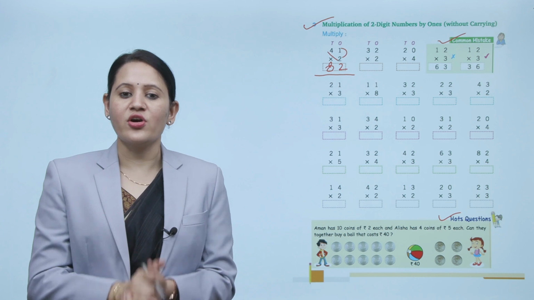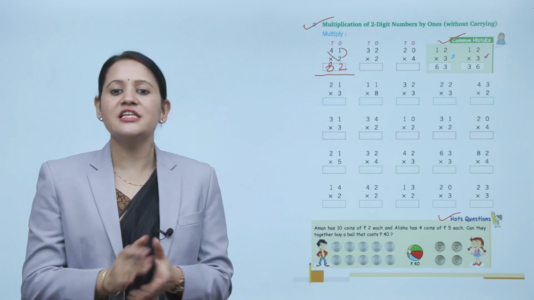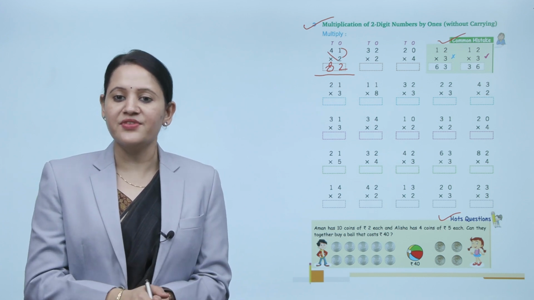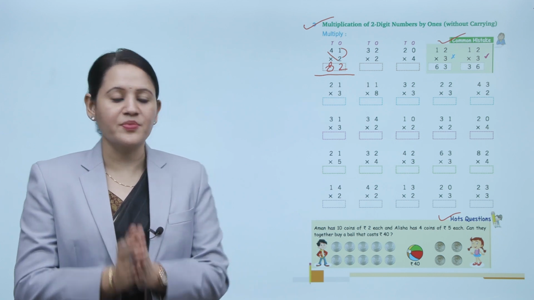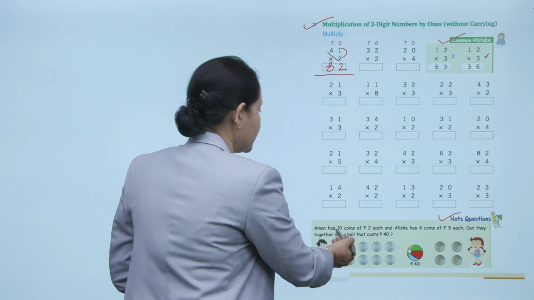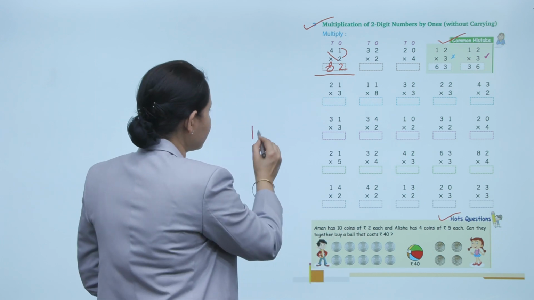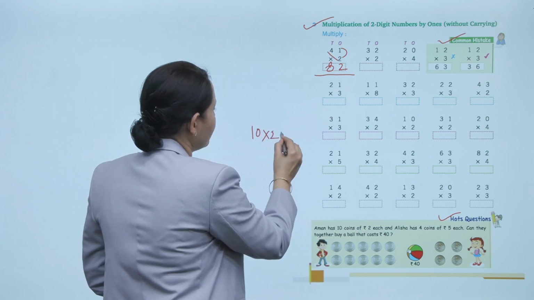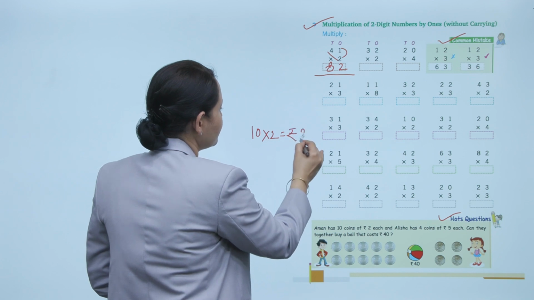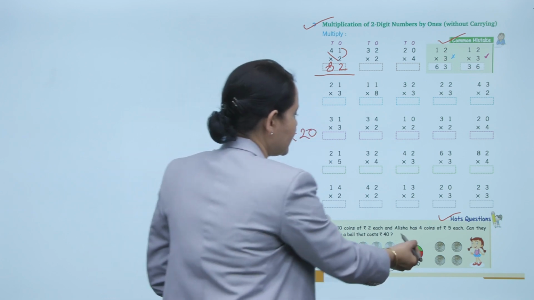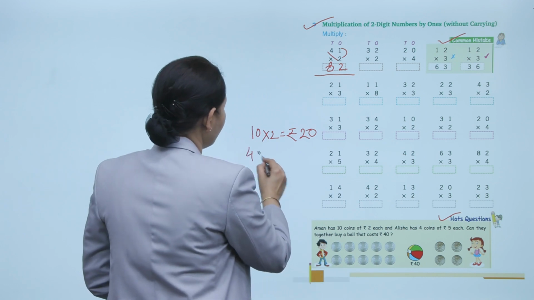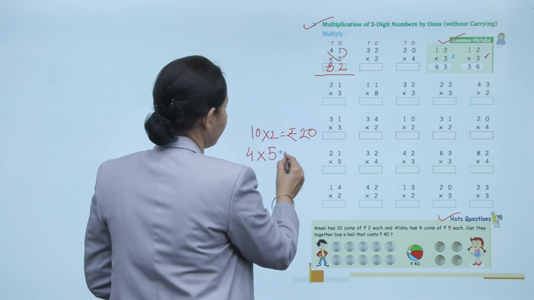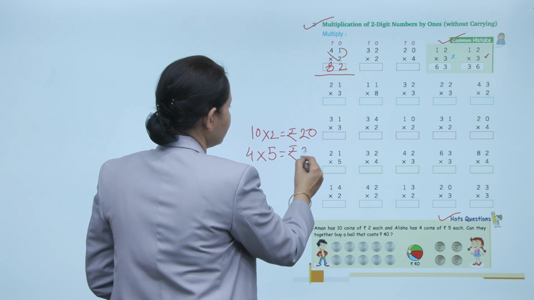Aman has 10 coins of rupees 2 each and Alicia has 4 coins of rupees 5 each. Can they together buy a ball that costs 40 rupees? 10 coins of 2 rupees means 10 into 2, that is equal to rupees 20. And Alicia has 4 coins of 5 rupees means 4 into 5, that is equal to rupees 20.